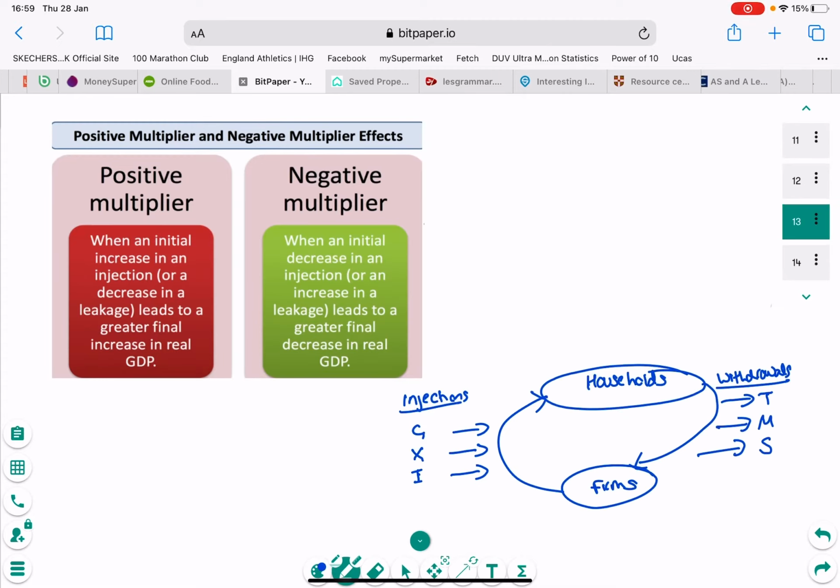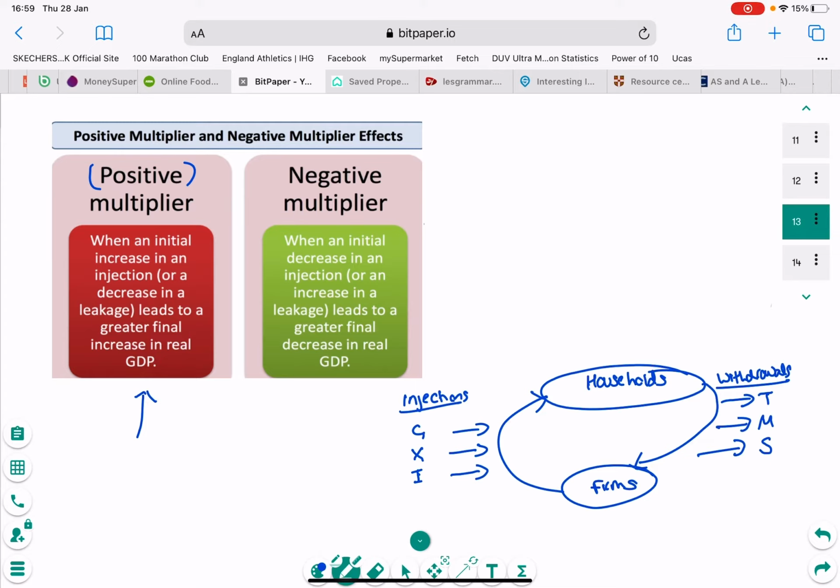Okay, so this here is probably the best key term for your multiplier. We don't normally say positive multiplier and negative multiplier. We just talk about the multiplier effect. Sometimes we might talk about the negative multiplier, but if we're just talking about the multiplier, it does mean the positive multiplier effect. So we could perhaps put that in brackets. We don't need to put positive there.